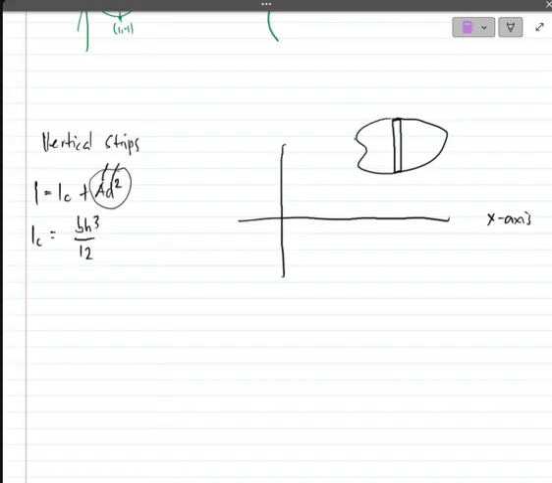So for this one, if we take the moment about x, let's say Ix, this will be our height, then this will be the base. And if we take the moment about the y-axis, let's say we get the inertia about the y-axis, this becomes the height. Then this will be our base. So let's start with the y-axis.